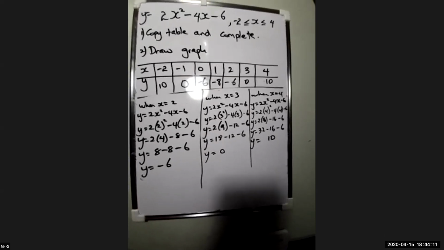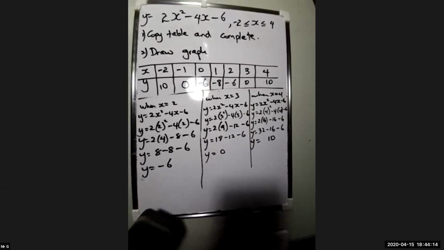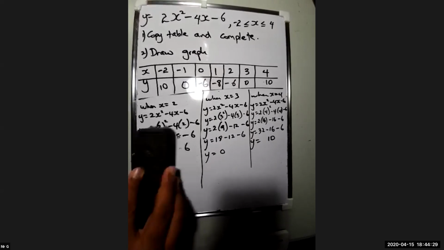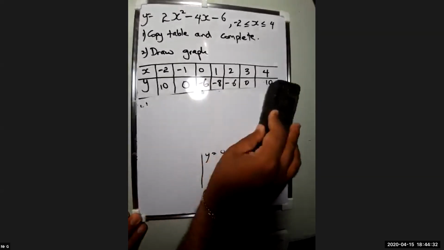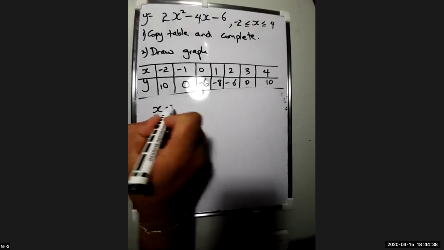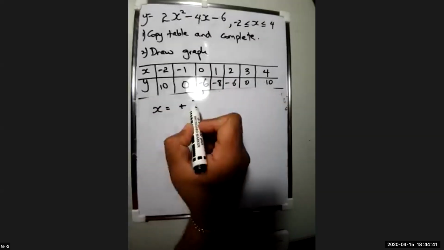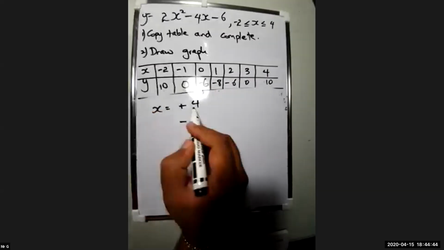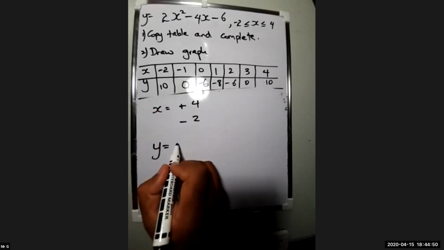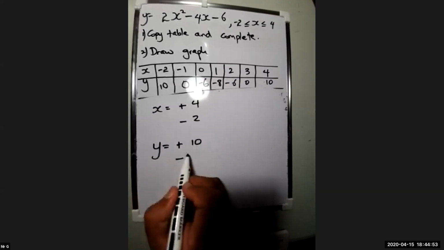Okay, so let's see how the graph would look if we were to plot it. Can I erase this? Okay. So let's look at the values here. For x, the largest positive value is 4. The largest negative value is, of course, negative 2. Let's look at the values for y now. The largest positive value is positive 10. The largest negative value is negative 8.